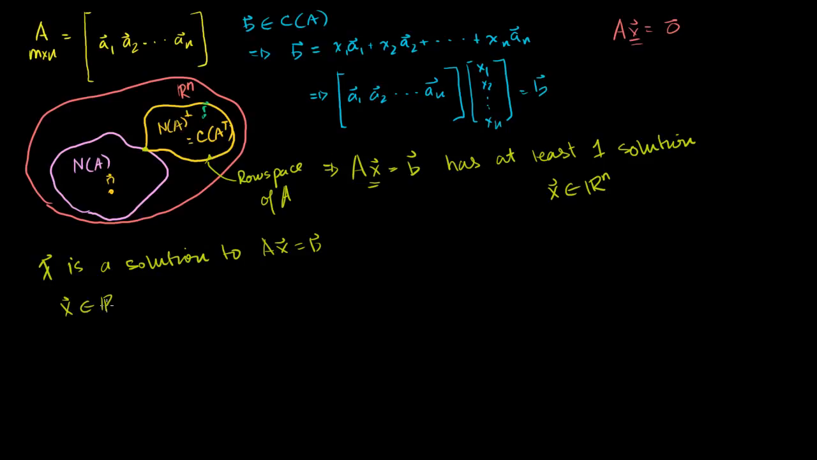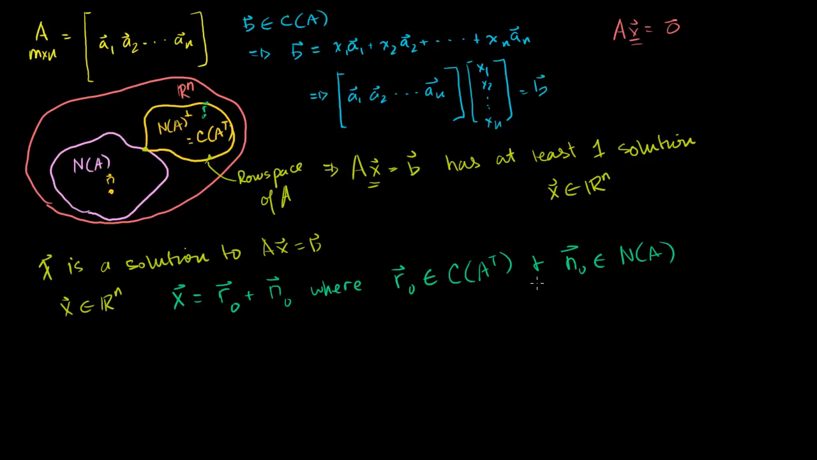X is a member of Rn. Because it's a member of Rn, we can represent it as a combination of one vector here and one vector there. So let's say that x is equal to some vector r naught plus n naught, where r naught is a member of our row space, and n naught is a member of the row space's orthogonal complement. They're orthogonal complements of each other. So n naught is a member of our null space.